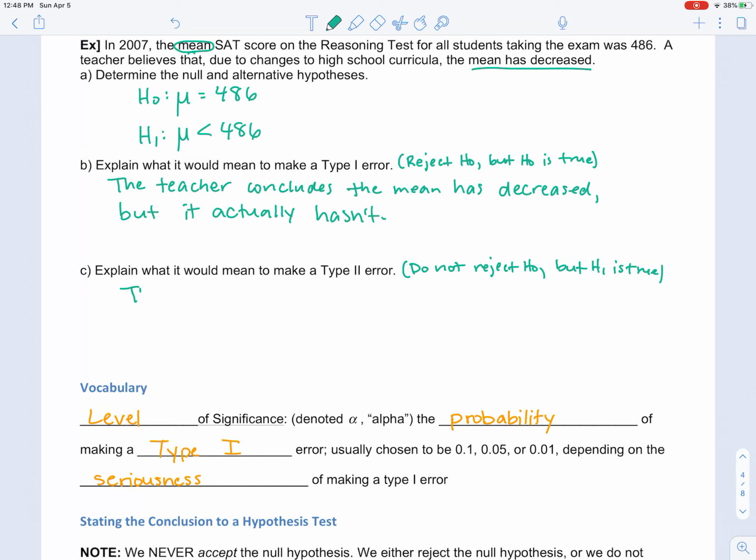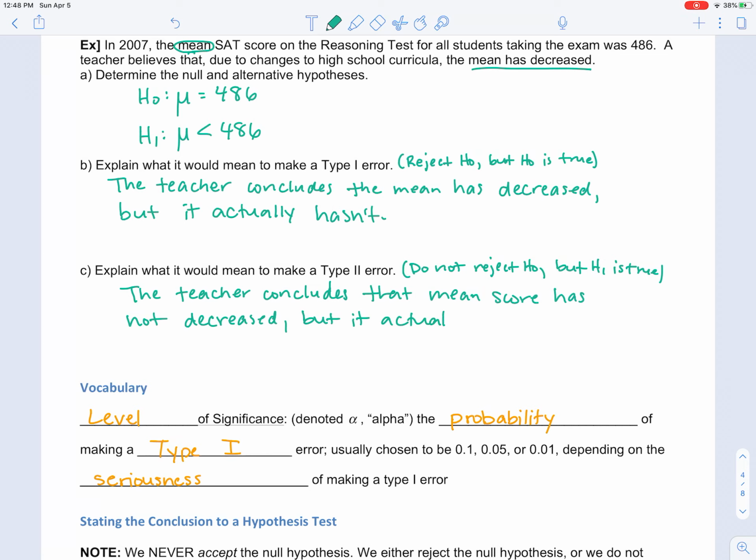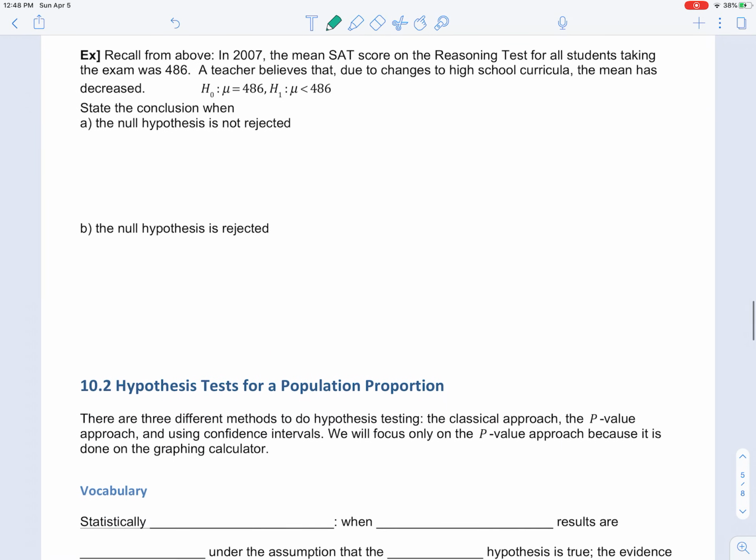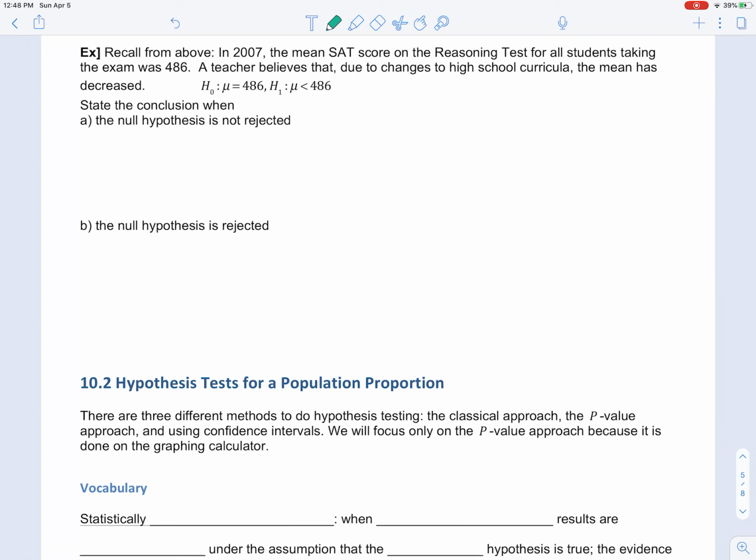So in this case, the teacher would conclude that the mean has not decreased, but it actually has. The teacher concludes that the mean score has not decreased, but it actually has. Okay, let's look at some other examples. So we're going to now, revisiting that same problem, write out some conclusions.